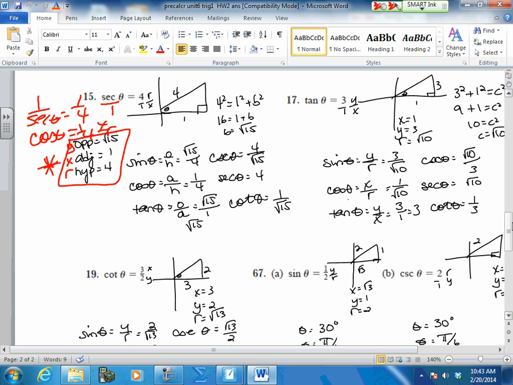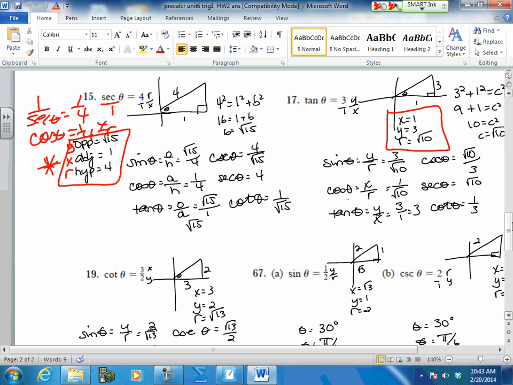All right? Number 17, same thing, tangent. Put it over 1. There's your y over x. You've got one more piece to find. Find your missing hypotenuse, your radius. Give me all your pieces.